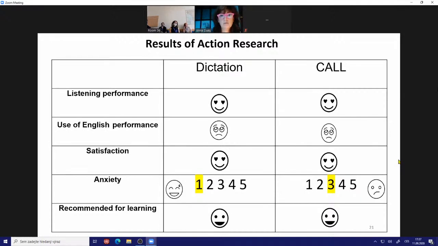Now we've talked about most of this. We didn't talk about anxiety. I asked them to rate their level of anxiety on a scale from 1 to 5 while doing the listening activities. And the dictation group said they were almost not anxious at all, number 1, whereas the CALL group rated their anxiety level at number 3. So this was a plus for dictation.